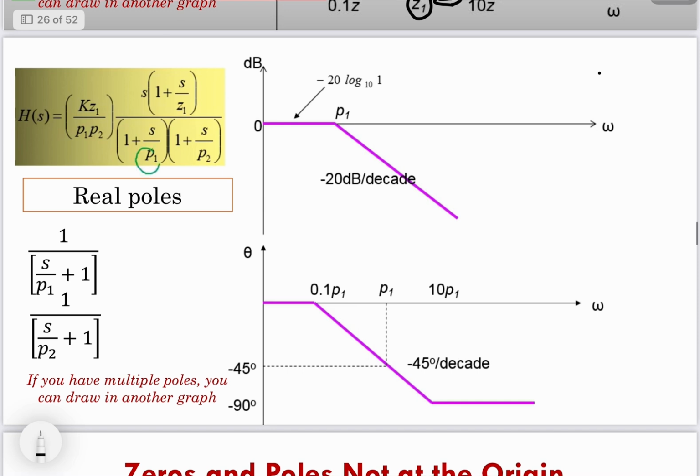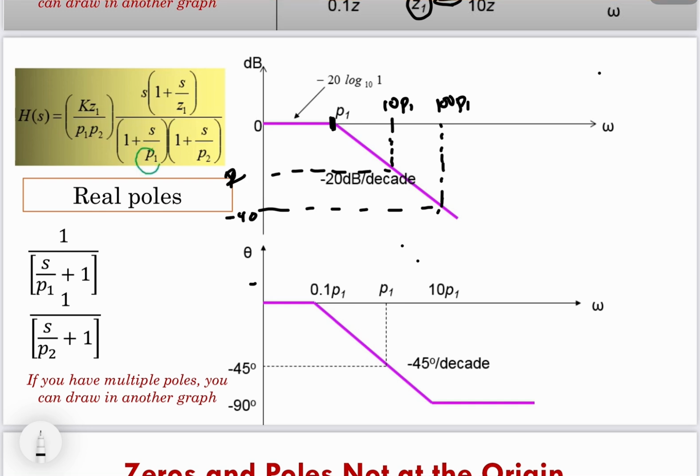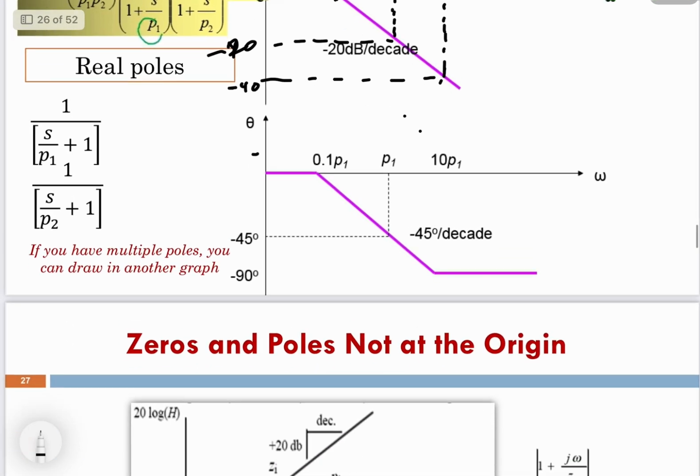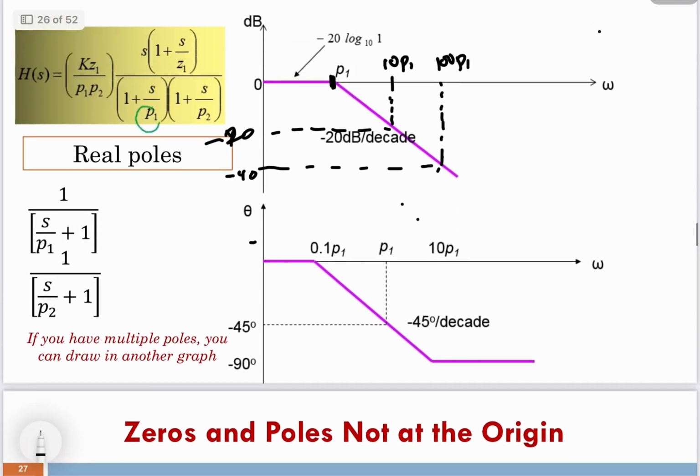Tetapi kalau dia kata awak ada dekat di bawah, the poles, apa yang awak kena buat adalah awak kena draw. Okay, dekat P1 je dia akan decade is negative 20 decibel per decade. Bermaksud kalau awak ada 10 P1, dia akan jadi negative 20. Kalau awak ada 100 P1, dia akan jadi apa? Akan jadi negative 40 decibel. Betul, 20, negative 20. Okay, that is how you can draw the magnitude and poles not at the origin.